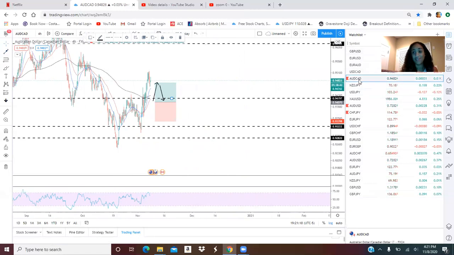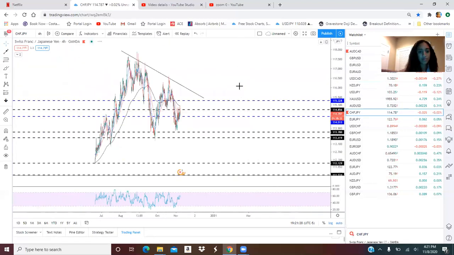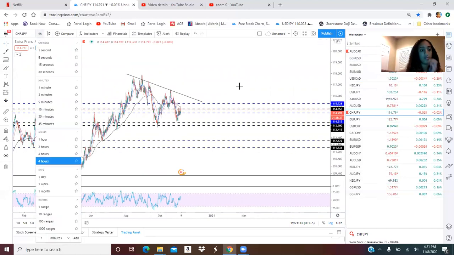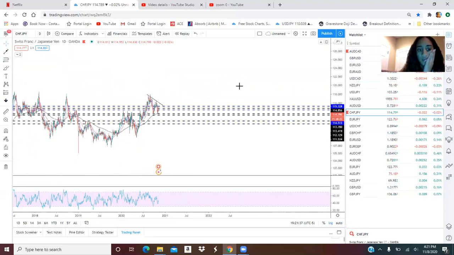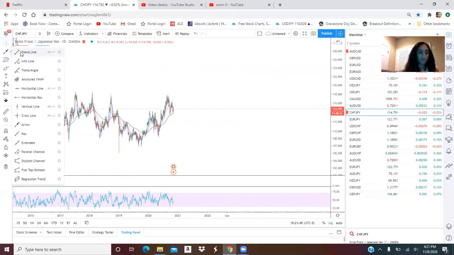I'm just going to go ahead and move it up. Okay, this is the last one. Let's go to the day chart. Let's go here and clear this out. Okay, so we are obviously in an uptrend right here.